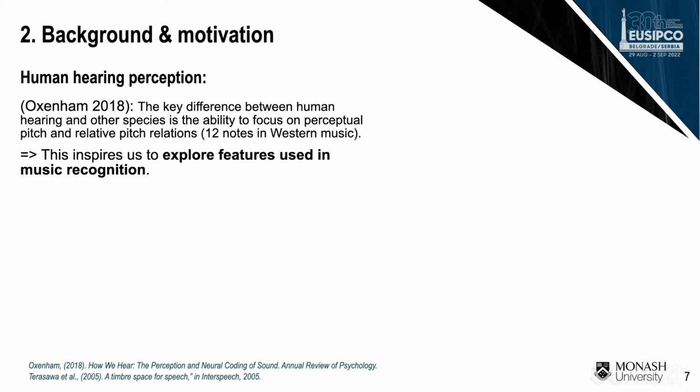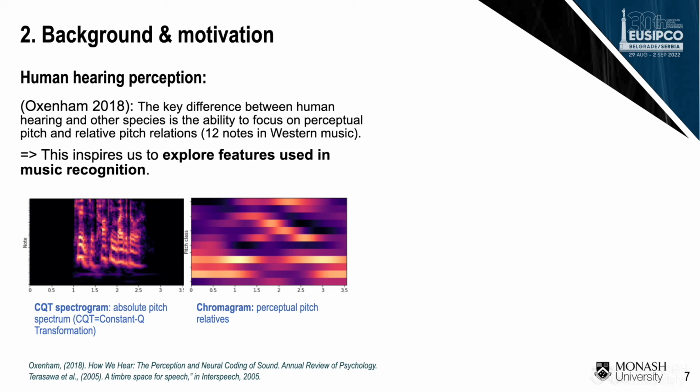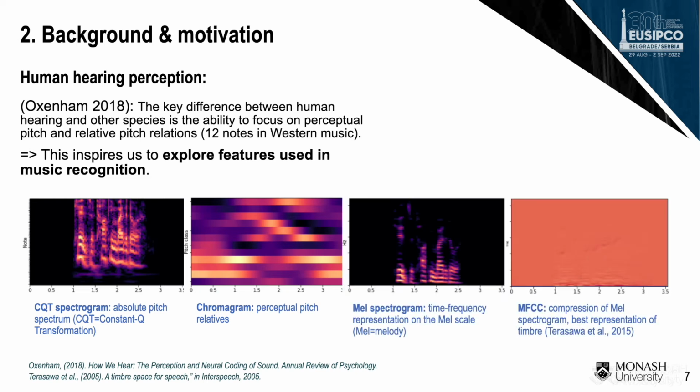There are two groups of features. The first group is about pitch-related features. They are often used in automatic music transcription. There are the constant-Q transform spectrogram, describing the absolute pitch spectrum, and the chromagram, summarizing the energy distribution over 12 musical notes. The second group is about timbre-related features. They help us distinguish two instruments playing the same musical note. Mel spectrogram and MFCC are often used to capture timbre.